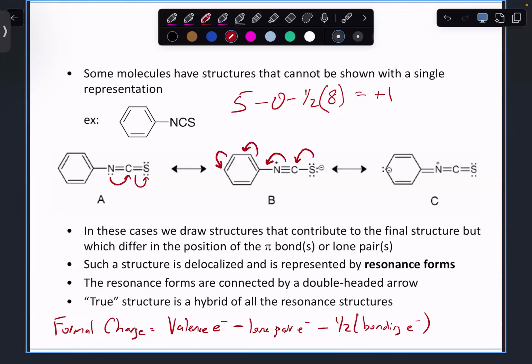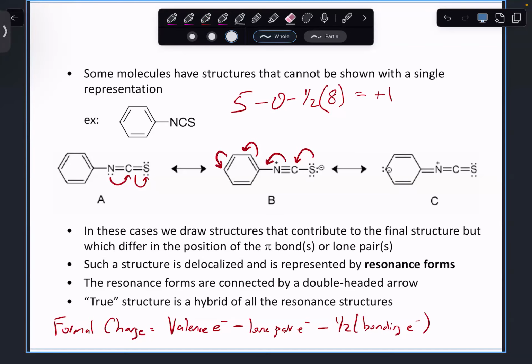Then we subtract half of the bonding electrons. This nitrogen has 4 bonds surrounding it. Right? 1, 2, 3, 4. Each bond has 2 electrons. That's a total of 8 bonding electrons surrounding that nitrogen. So that's why we say 1/2 times 8.